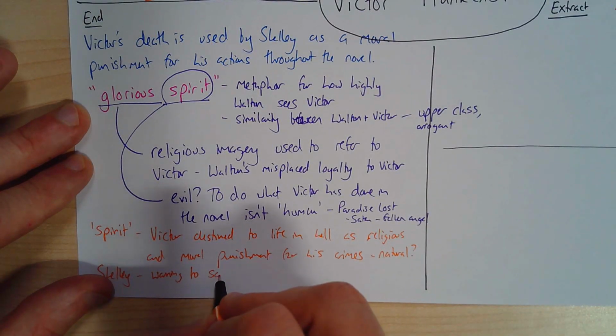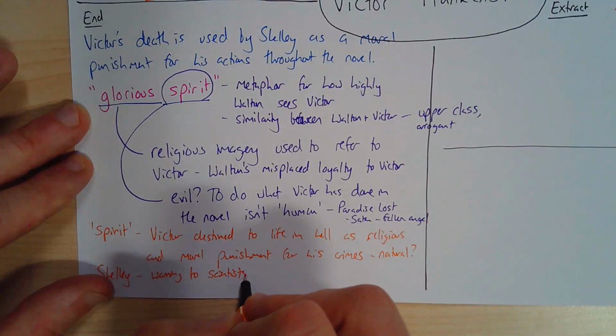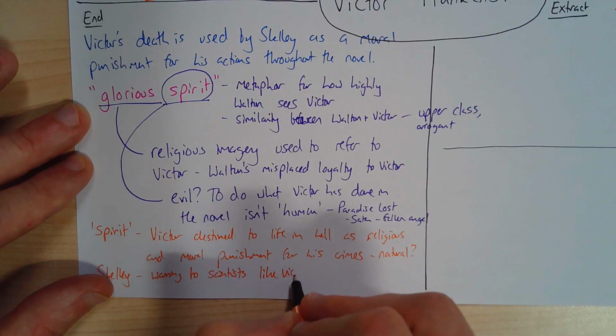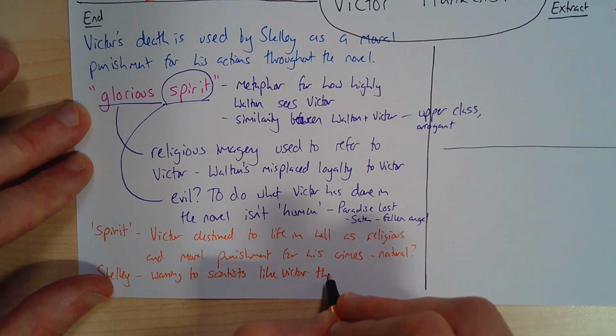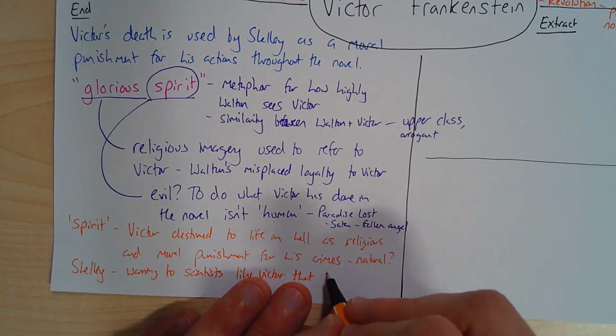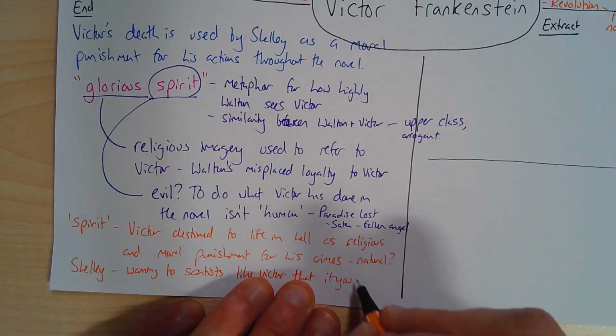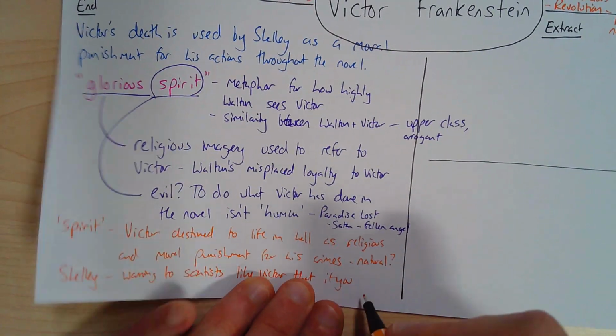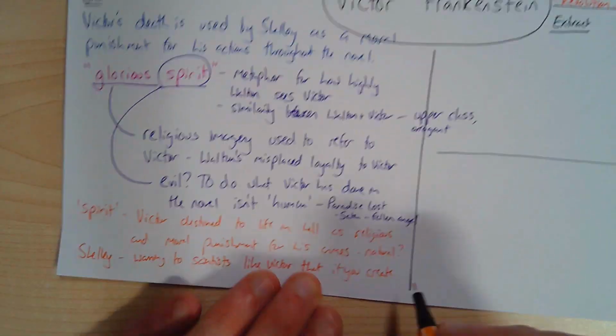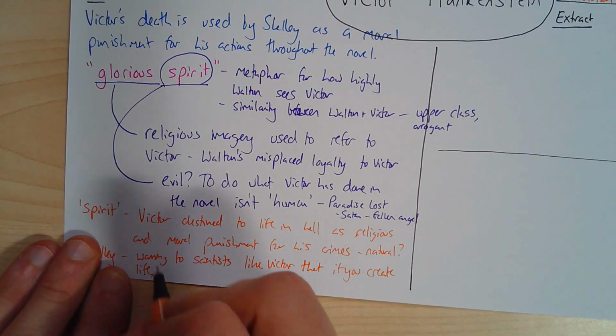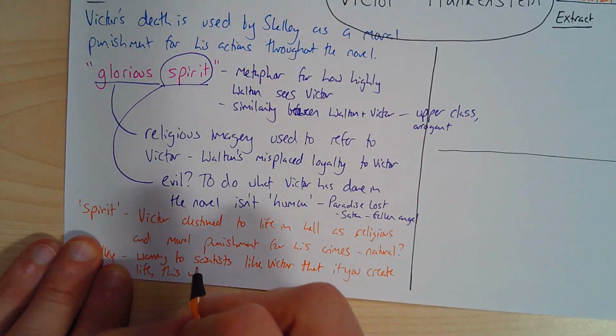And this idea that Shelley could be presenting a warning to scientists like Victor, and her warning could be that if you play with life, if you sport with life, if you create life, this will be your punishment.